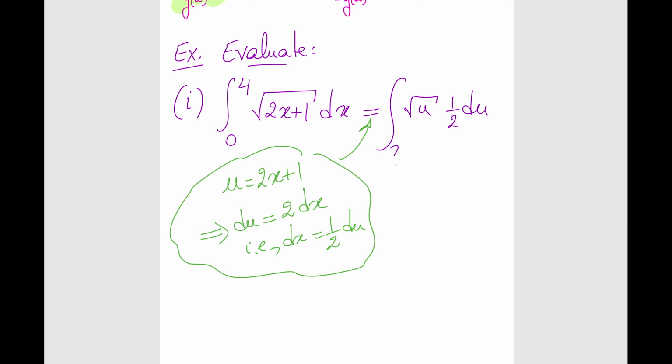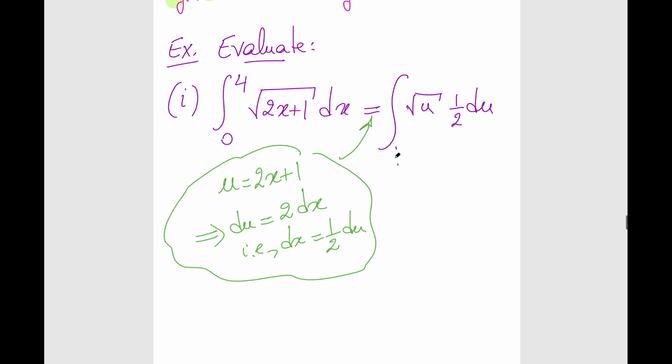So what's going to happen then at the upper bound and lower bound? The lower bound is going to go to the lower bound. So when x is 0, how much is u? Because now I'm integrating with respect to u, right? As we said, here it's going to be g of 0, and that's g of x. Replace x by 0, what do you get? 2 times 0 plus 1. What's 2 times 0 plus 1? It's 1, correct? So when x is 0, g of x, which is u, is 1.